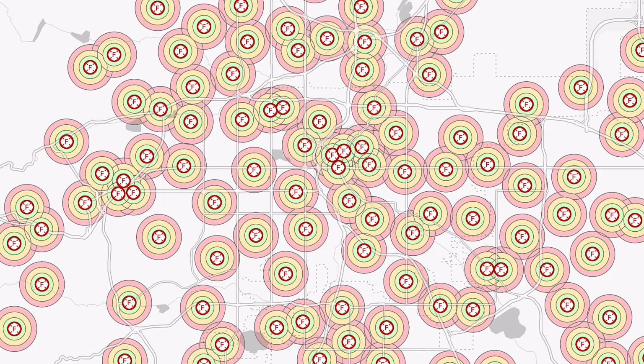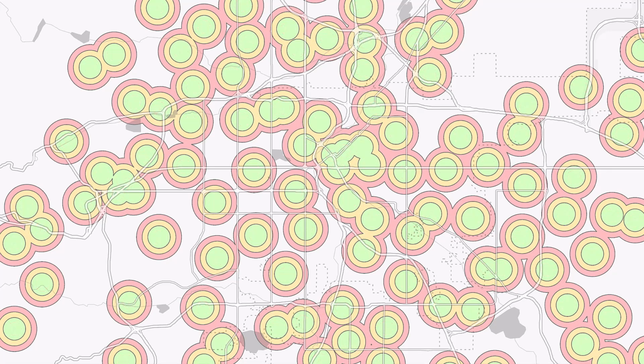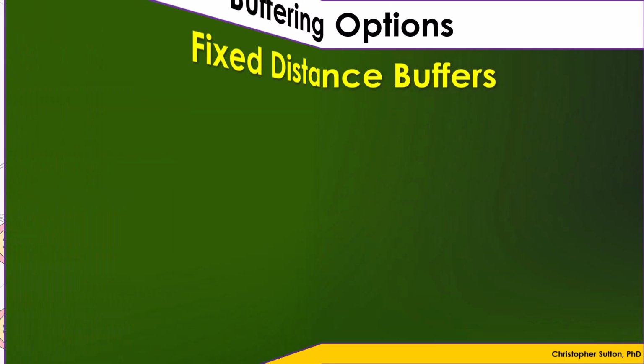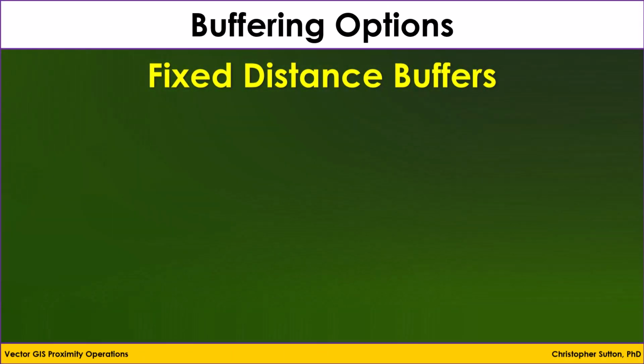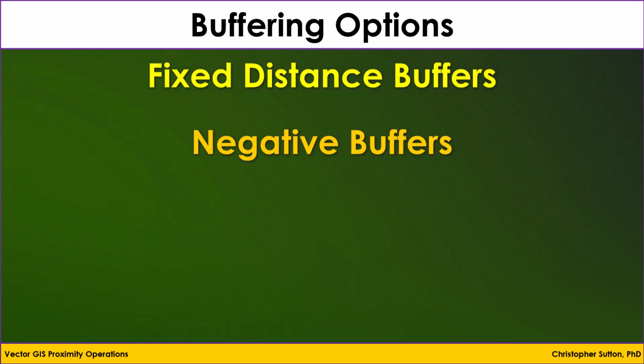In this map, we see them without dissolve being used, and here we see them with dissolve being used. Again, I will remove the fire station symbol so we can see how dissolve results in merged polygons at each of the 3 distances.